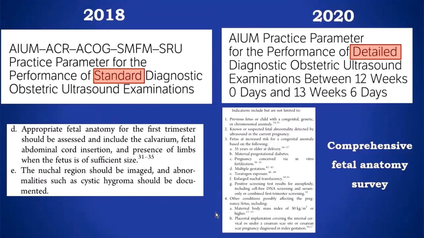Bromley in 2020, we got the AIUM practice parameter that opens a new chapter in ultrasound imaging in early gestation. This is the guideline dedicated to the detailed diagnostic obstetrical ultrasound that should be performed between 12 weeks and 13 weeks and 6 days, so basically between 12 and 14 weeks. This is a comprehensive exam that should be performed by indication, and here you can see the long list of indications.